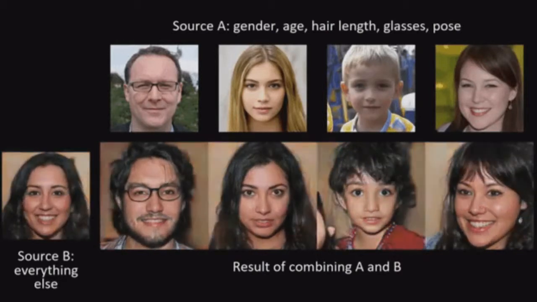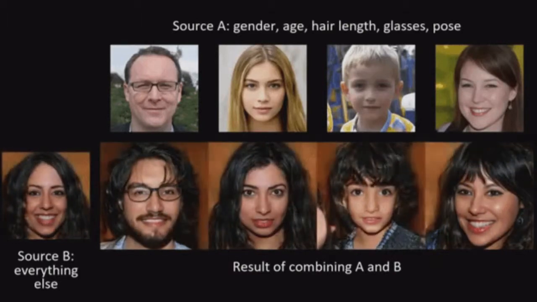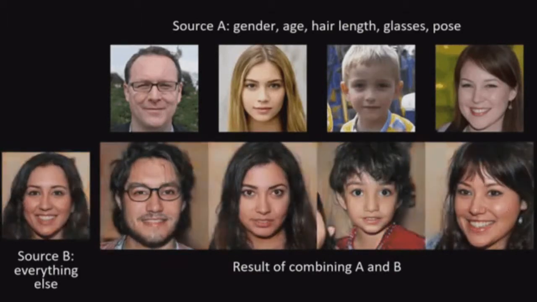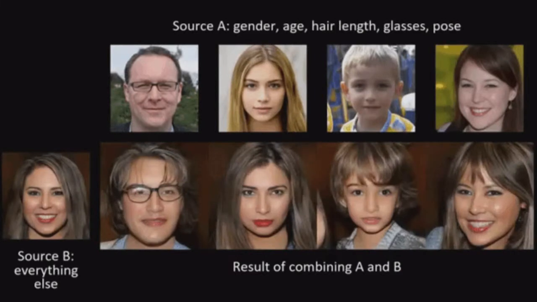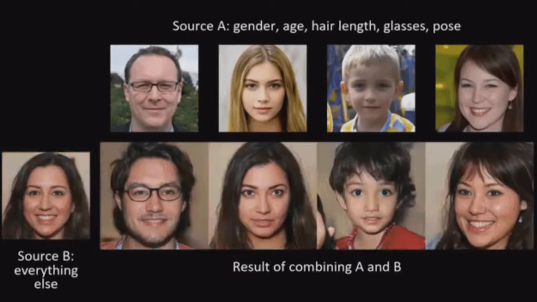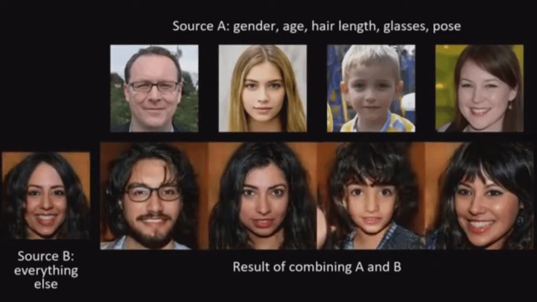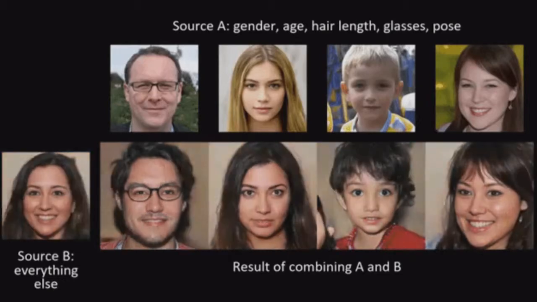What StyleGAN can also do, for example, is style mixing. So on the left here, you see a changing generated image, and it combines it with the images on the top to change the gender or the hair length or the age of the person on the bottom left. So that's pretty cool, I think.